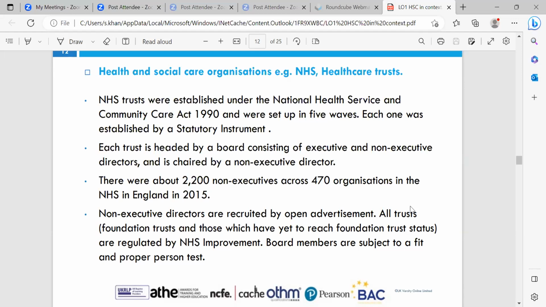There were about 2,200 non-executives across 470 organisations in the NHS in the UK in 2015. Non-executive directors are recruited by open advertisement. All trusts, foundation trusts and those which have yet to reach foundation trust status are regulated by NHS Improvement. Board members are subject to a fit and proper person test.